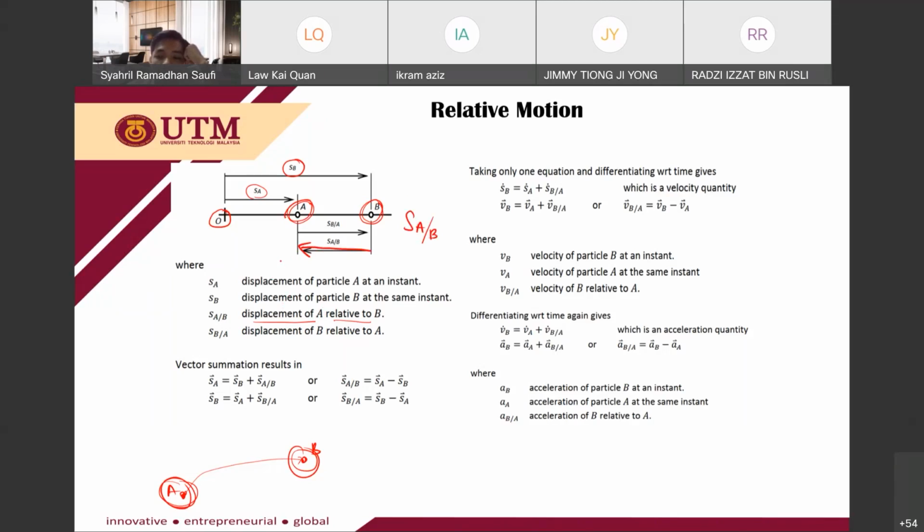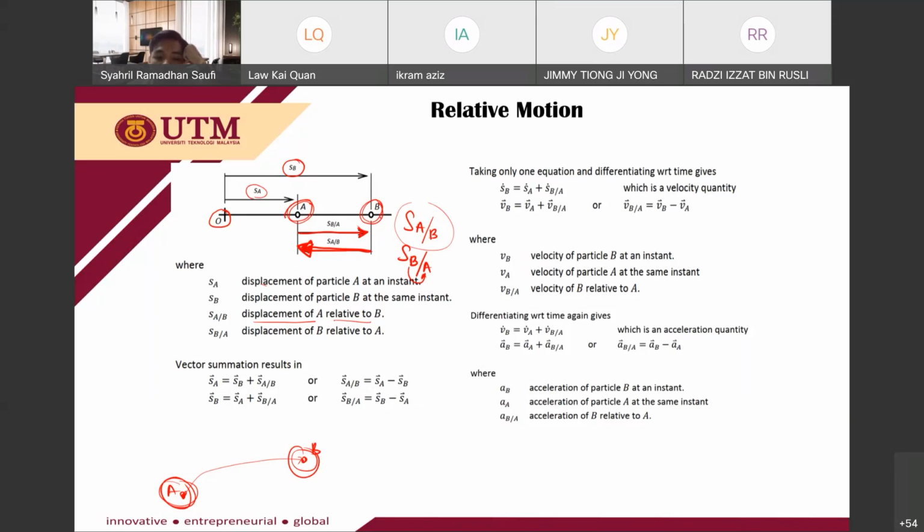So I'm looking at point A from point B. That's why the direction of the vector is from point B to point A. If I want to measure the displacement of particle B relative to particle A, it means that I want to determine the position of point B when looking from point A. So point A to point B, or particle A to particle B, which is SB relative to A. This is the symbol that we use in relative motion analysis.